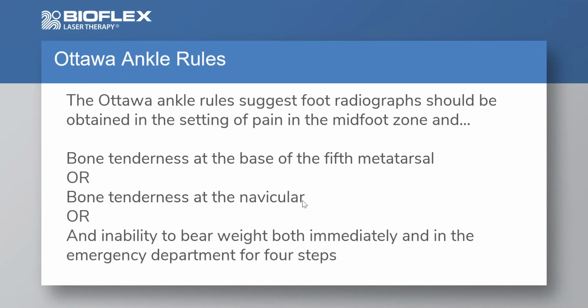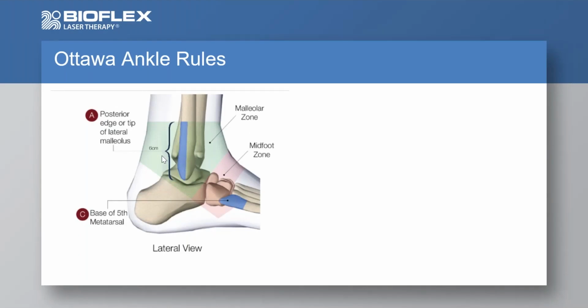The rules go on to talk about also x-raying the foot. If there's pain in the midfoot zone and bone tenderness at the base of the 5th metatarsal to rule out a fracture there, or bone tenderness at the navicular, or the inability to bear weight immediately in an emergency department for 4 steps. So these are the generalized rules that have been developed and are well established now, not just in Canada, but worldwide. If you look at these rules, you can see under A, you're palpating the medial fibula and the distal end of the lateral malleolus on the posterior edge.